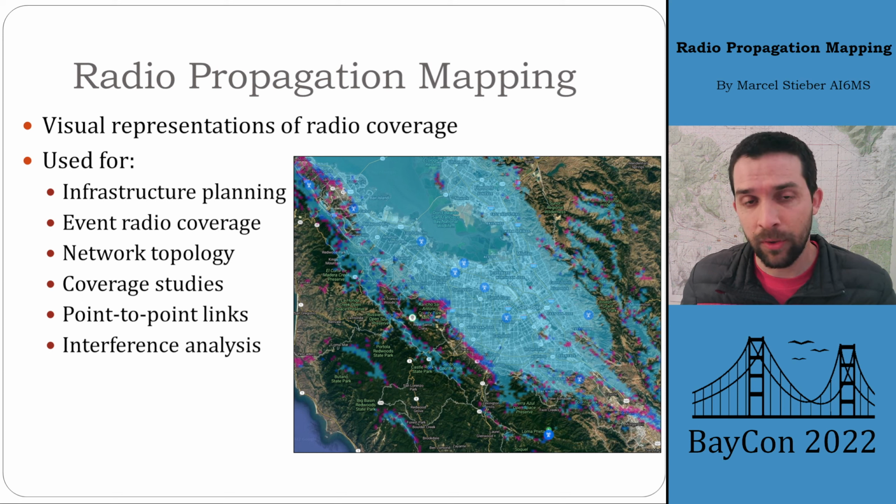It could also be used for other things like infrastructure planning. Propagation mapping is used to figure out where to put cell phone towers, or where to put TV transmitters or radio transmitters for commercial use as well. You might use it for event radio coverage. If you're doing event support and setting up a temporary radio, or you're trying to figure out where your simplex communication coverage starts and ends for different nodes or different rest stops, that can be useful.